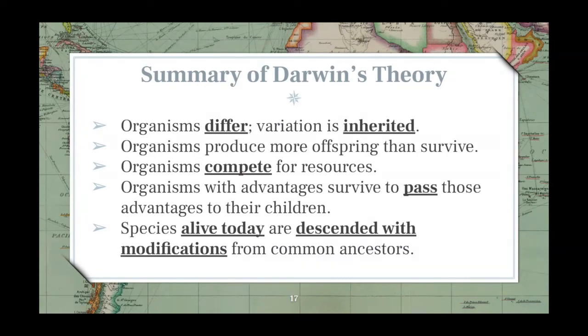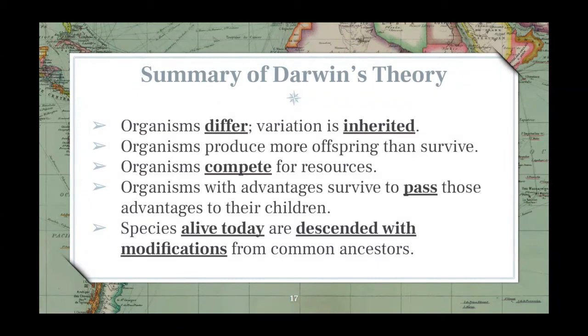Organisms compete for resources. We see this all the time. You have a resource, you've got some competition over it. If you have a lack of resource, you definitely have some competition over it. Organisms with advantages survive to pass those advantages to their children or offspring. We also see this, that organisms that are more successful at living, they have those advantages, they'll live longer, they'll reproduce more, and therefore pass that advantage on to their offspring.